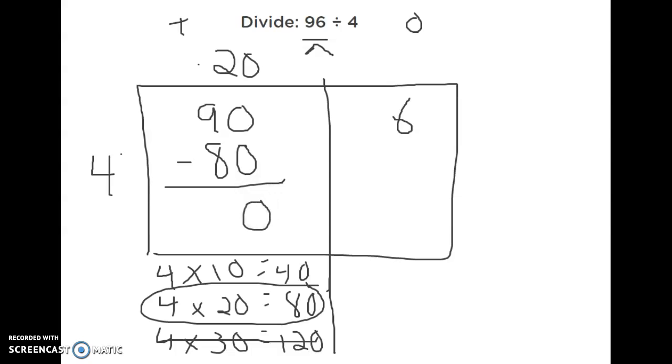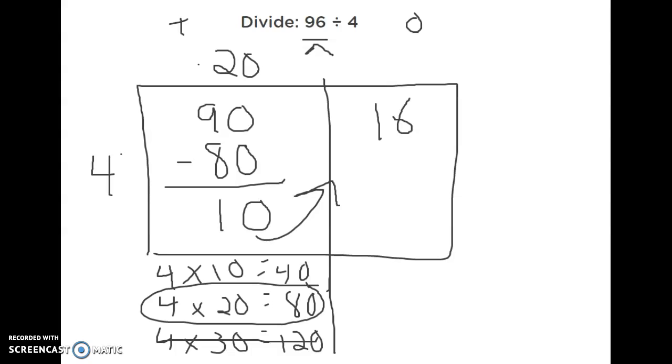0 minus 0 is 0. 9 minus 8 is 1. I cannot make another group of 4 tens here, so I'm going to take this 10 and bring it over here. 10 plus 6 gets me 16. So now I have 16 in my ones.